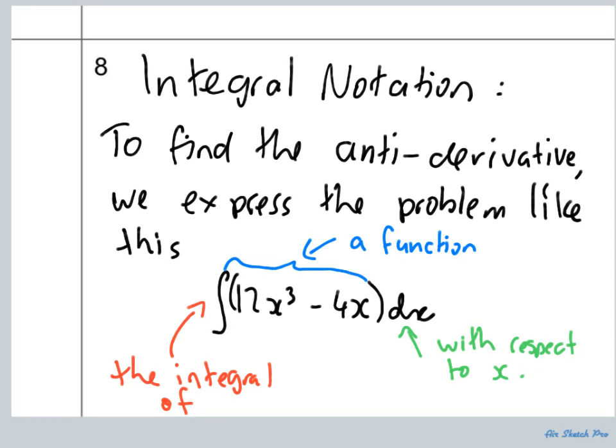To find the antiderivative, we use a big long S called the integral sign. Then we write the function in, and when there's multiple parts to it, we have to put it in brackets, otherwise it won't make sense. If it's just like x cubed, then you don't need the brackets. And then a dx at the end says what we're integrating with respect to. So I say this, the integral of 12x cubed minus 4x with respect to x. Any questions about that?